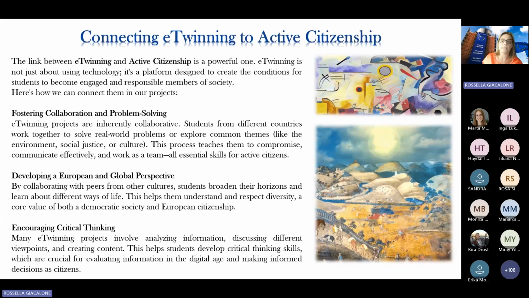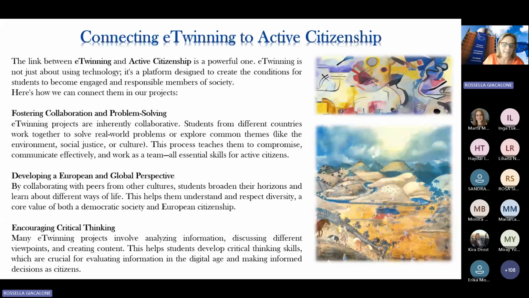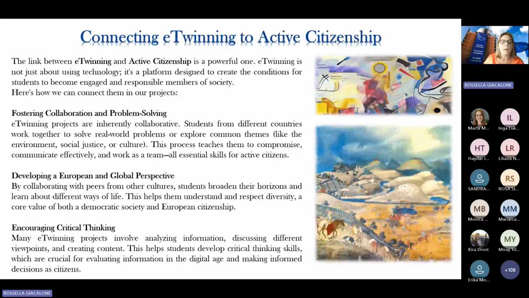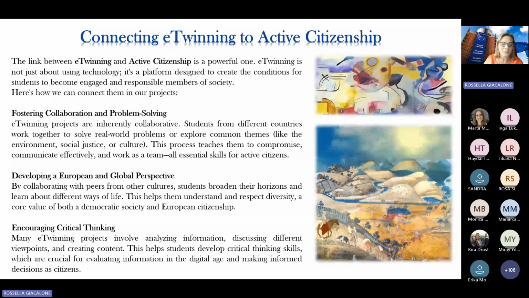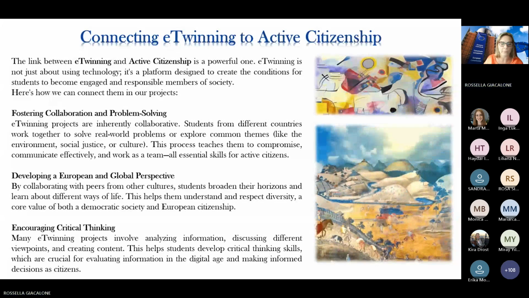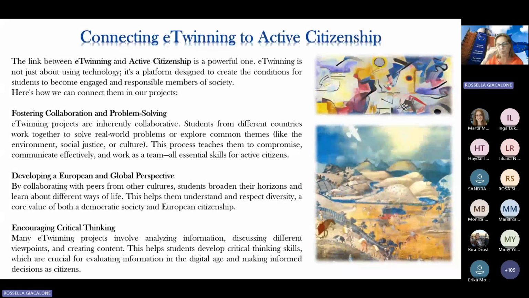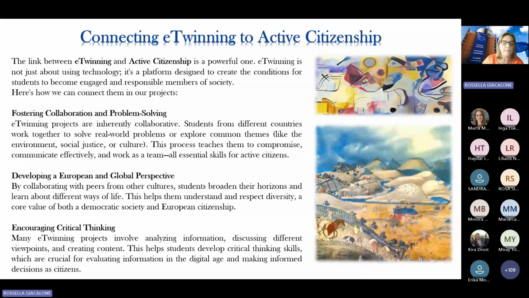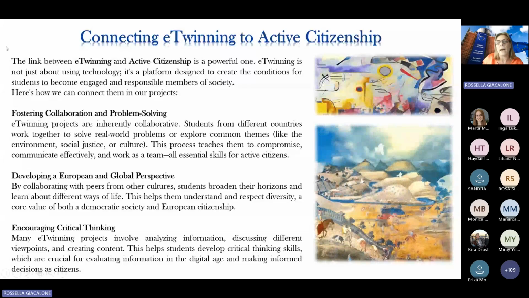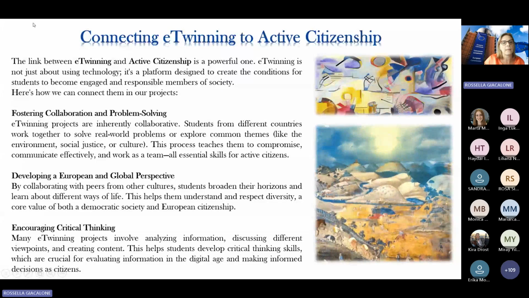The third point that is very important is encouraging critical thinking. That is one of the most important soft skills, because many activities in our eTwinning projects tend to involve analyzing information, discussing different viewpoints, and creating content that is different one from another. And this helps students to develop and increase their critical thinking skills, which are very crucial for evaluating information in our area, that is a digital era, and making informed decisions as citizens.